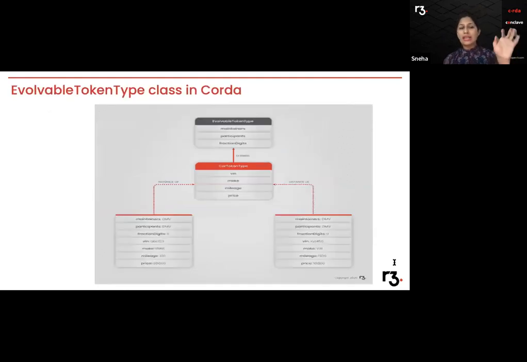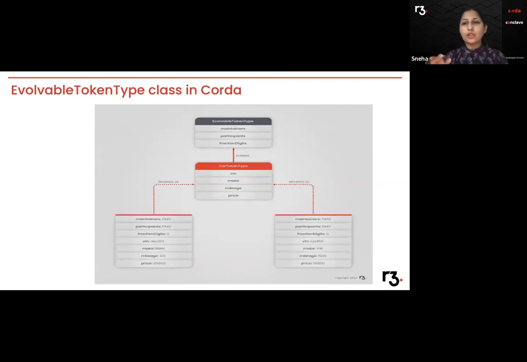Now, this talks about the evolvable token type interface, which we already spoke about, right? So you can use the evolvable token type interface to create the underlying asset if you think the asset might change over time. So let us consider using evolvable token type to represent a car, for example. A car might have price or mileage, which can change over time.